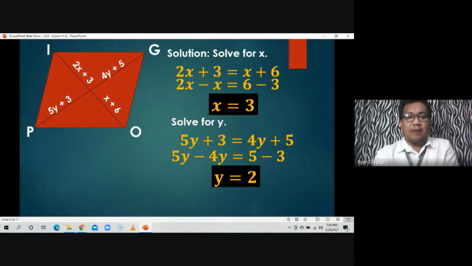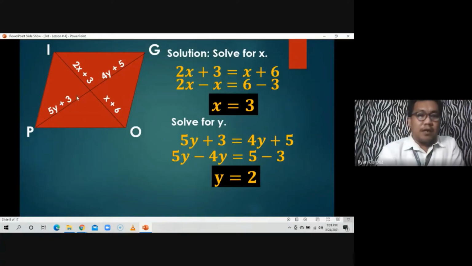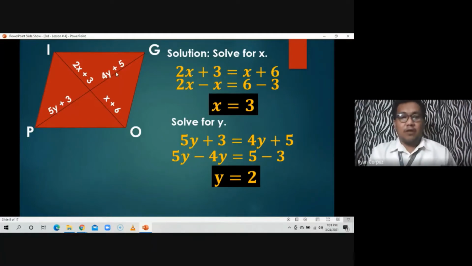And one property of a rhombus states that diagonals of a rhombus are perpendicular. Diagonals of a rhombus are perpendicular. Ibig sabihin, it produces 90-degree angle. So, meron tayong right triangle na given there. Ito ay 9, ito ay 13. Ayun. So, given yung measure of the two sides.